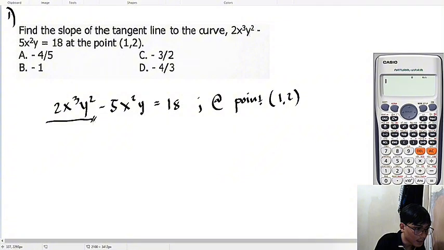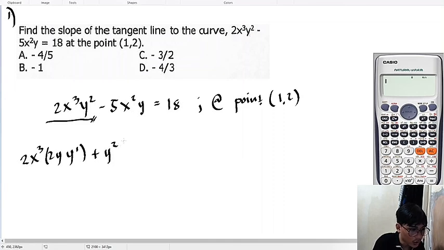The first part is simply mag-product rule, which is u dv plus v du. So 2x cubed, copy, and then derive y squared, which is 2y, then tuparan to y prime, plus i-copy na to si y squared, and then differentiate 2x cubed, which is 6x squared, because 3 times 2 is 6, and then 3 minus 1 is 2. So minus, ay kalimti ang parenthesis para i-simplify later on, dili na siya malimtan ang mga negative na sign.